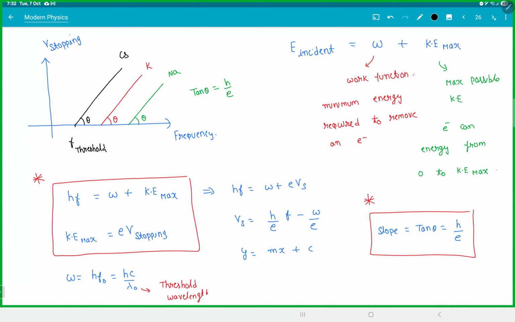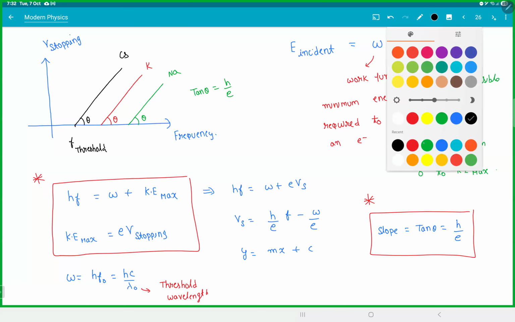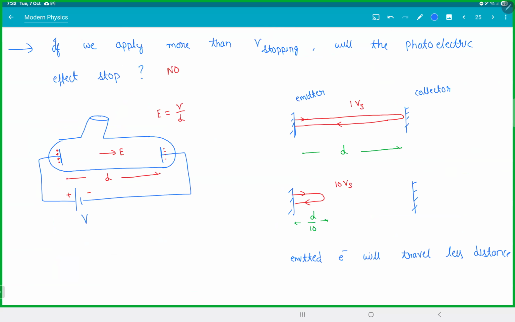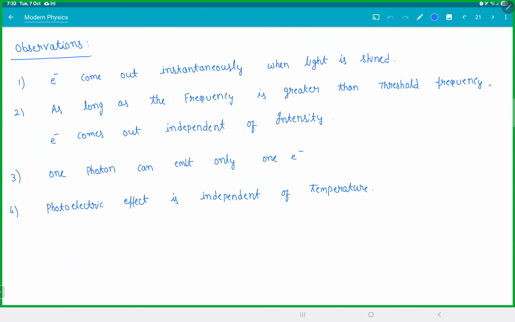If it is more difficult to remove the electrons, that means you'll have more threshold frequency. You need to give more energy to remove the electrons. Clear with the stuff. Clear? That is the whole theory of the photoelectric effect. You can see how much is there.